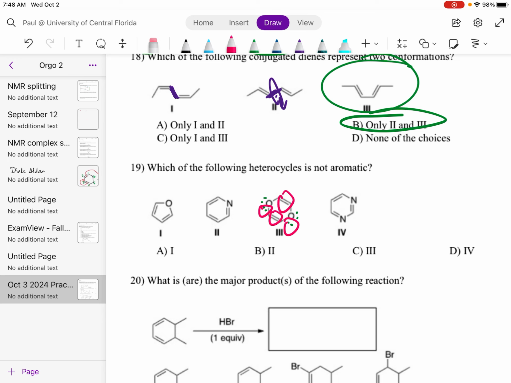So all the others would be aromatic because this guy right here has 6 pi electrons, that has 6 pi electrons, and so does that. This is the only one that has 8 pi electrons, so that is the one that is not aromatic.